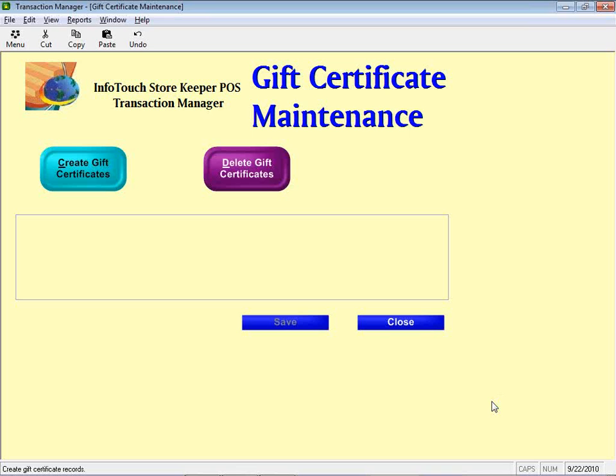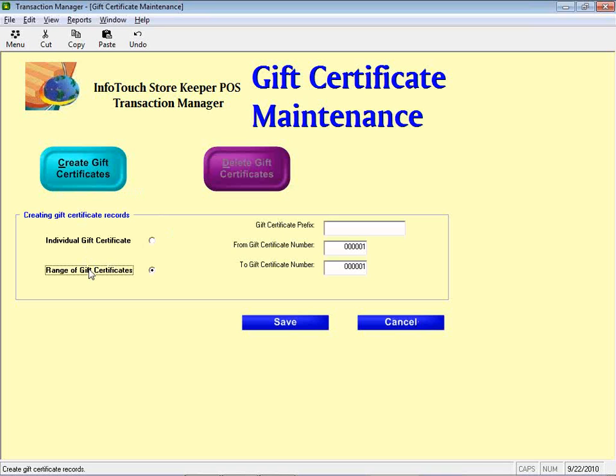So if you are going to track gift certificates locally, the first thing you have to do is create them. And you can either create an individual gift certificate number or a range of them. Now, if any of you are familiar with this process in the current version you have, you will be noticing that there's a field called amount here that is no longer there. And I will explain why in just a minute. So let's start with an individual gift certificate. We'll call it Keith 1.